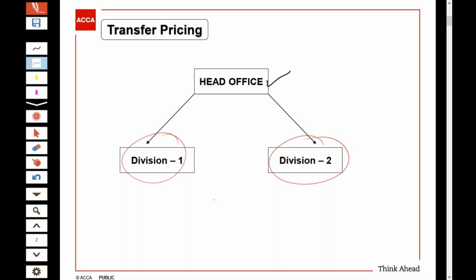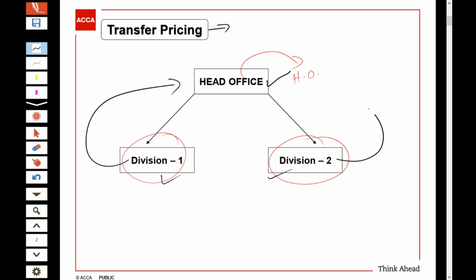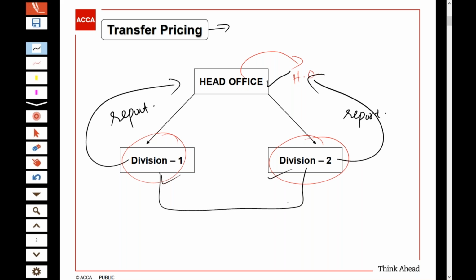So, for example, there is a head office, HO, and there are 2 divisions, division 1 and division 2. What is actually transfer pricing? Transfer pricing means you should assume these 2 divisions as separate entities. Do not treat them as part and parcel of the single office, although they are part of the single family. They have to report their individual performance to the head office. Division 2 will be reporting to head office, division 1 will be reporting to head office, and it may be possible that they may be in a position to trade with each other.